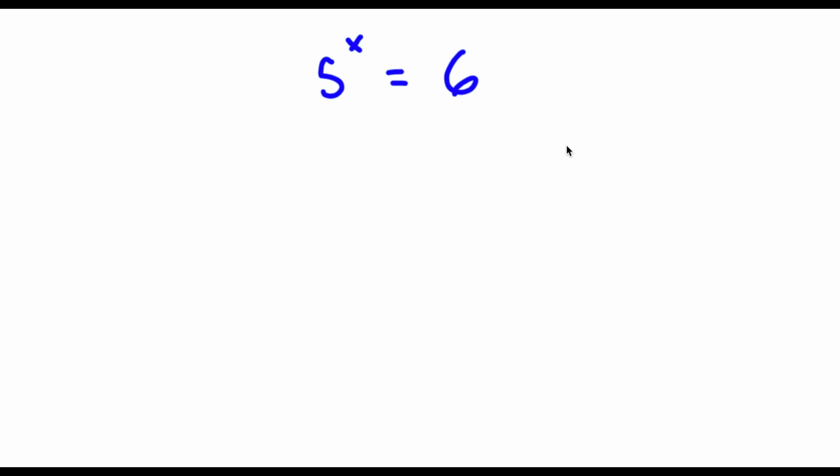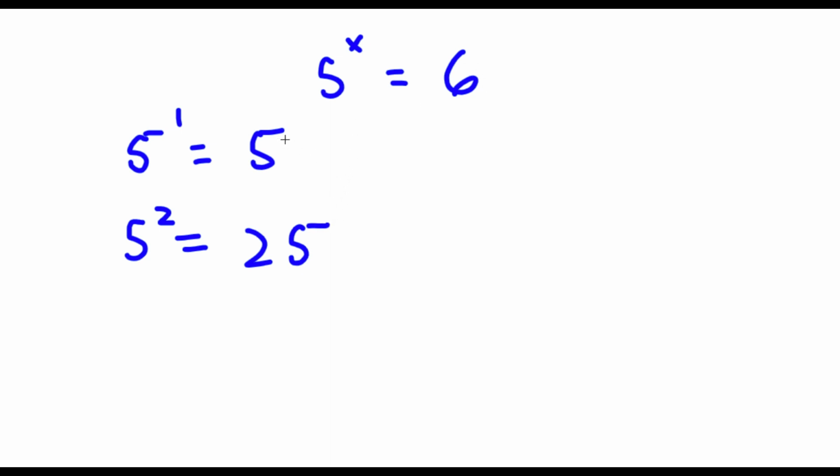Alright, so our problem here is 5 to the power of x is equal to 6. So right now, just simply taking a glance at this problem, I know that x here is going to be a decimal, because I know that 5 to the power of 1 is equal to 5, and 5 to the power of 2 is equal to 25. And 6 is somewhere in between 5 and 25, meaning x is somewhere in between 1 and 2. However, x is a decimal, and it's really hard to just guess for a decimal.